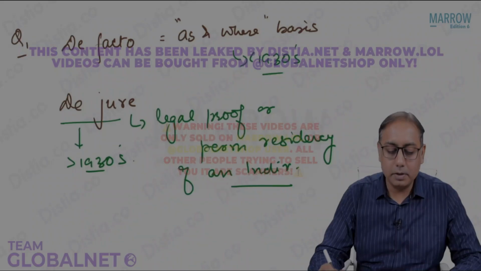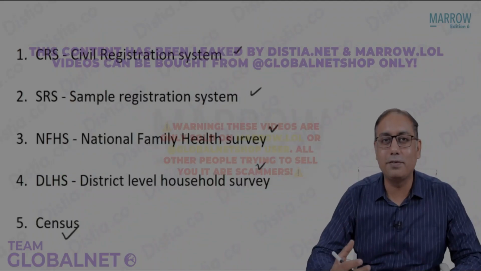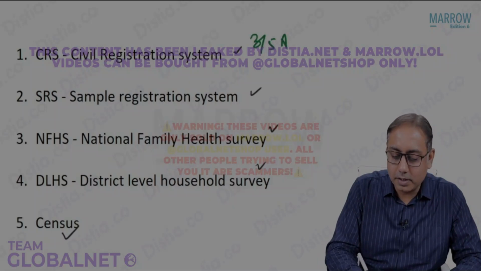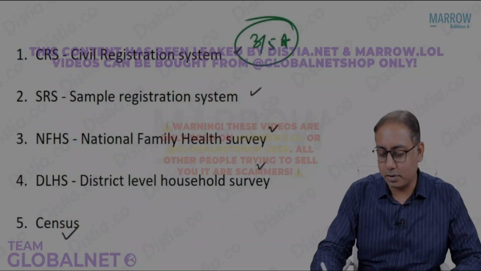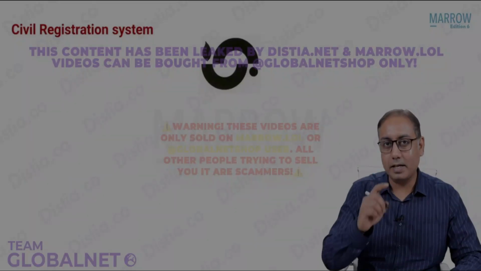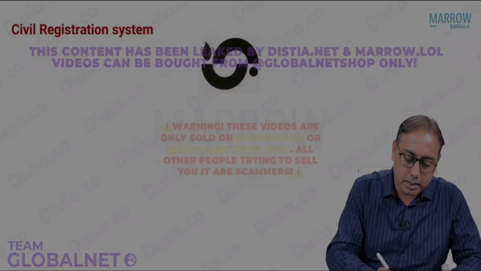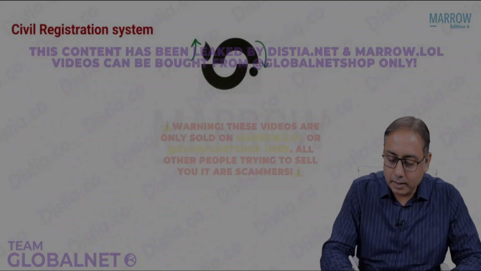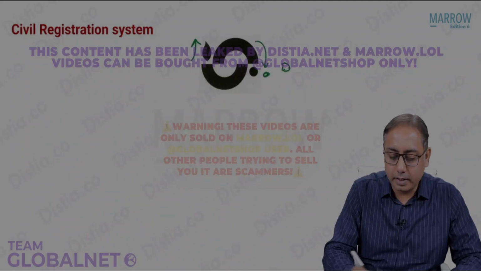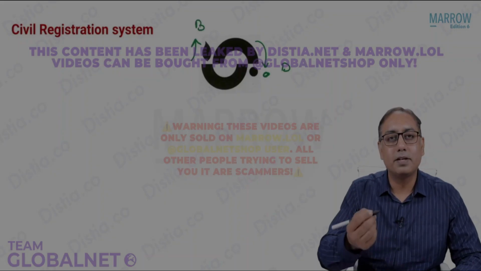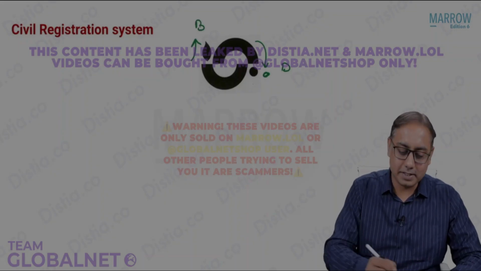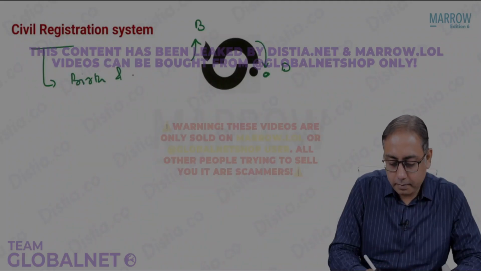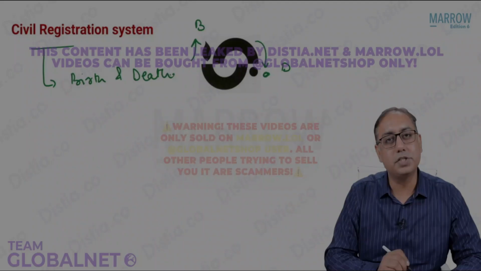Let us talk about the first registration system that we have in India, that is the CRS. It is a 3 by 5 star MCQ topic, a lot of questions come on this topic. What do you mean by CRS? First is, what is the logo? In the logo, you can see that there is a flame which rises, and then the flame goes off. This is the deaths and this is the births. So what is the CRS for? MCQ number 1: CRS is used for the birth and death registration in India.